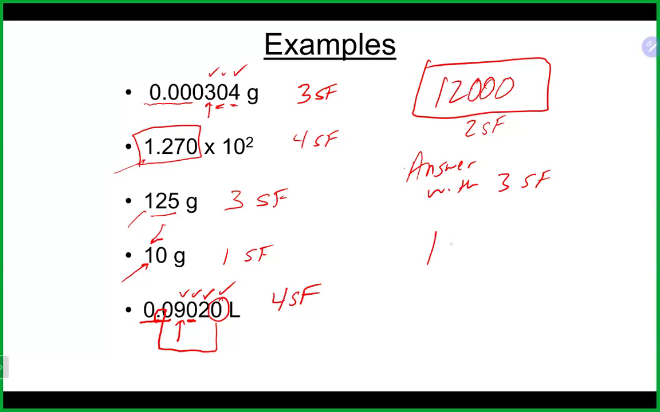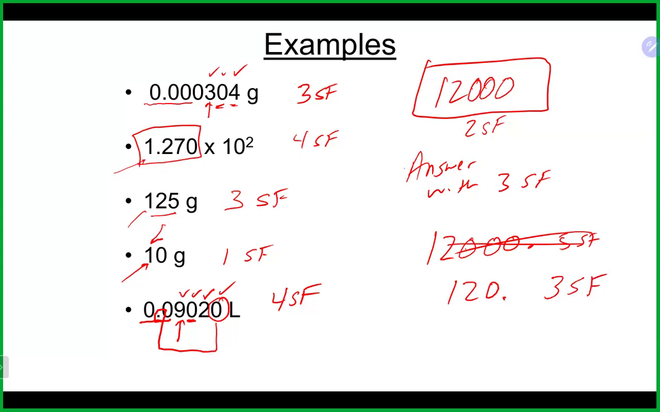We can do this, right? But how many significant figures would it have in this case? It would have 5 significant figures in this case, right? Which is no good. I could do 120. That has how many significant figures? 3 significant figures. Is that good?